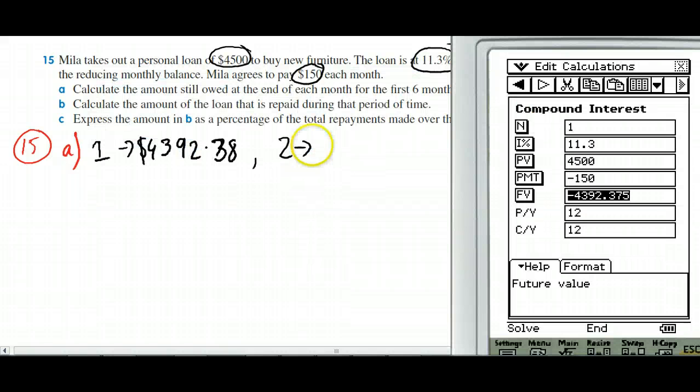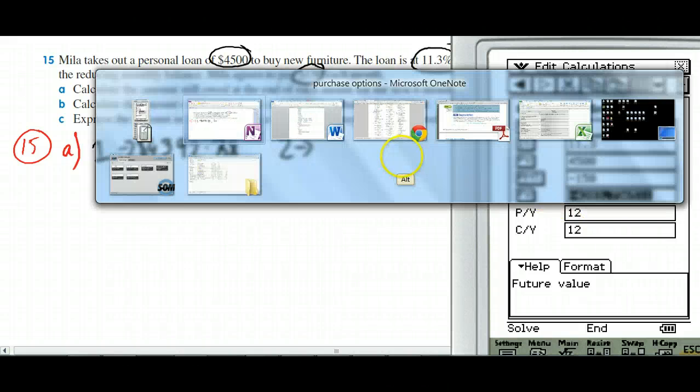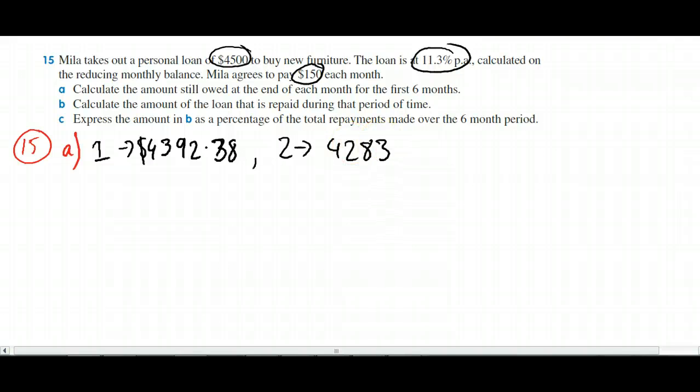After 2 months, let's change N to 2 months now. We leave everything else the same. And of course we had to put these as 12 because we're doing compounding interest every month, 12 times a year, and we're making installments once a month, so 12 times a year. So now we're doing what's the amount owed after 2 months. When we calculate the future value, it's down to 4283.74. That's how much is owed after 2 months.